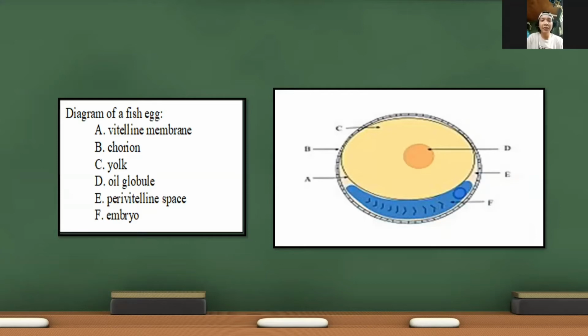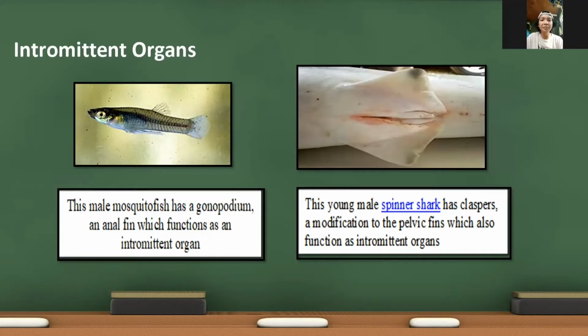This is the diagram of an egg: the vitelline membrane, chorion, yolk, oil globule, perivitelline space, and embryo. Intromittent organs. In this male mosquitofish, the gonopodium, an anal fin, functions as an intromittent organ. That is the small one at the bottom, located under the chest area.